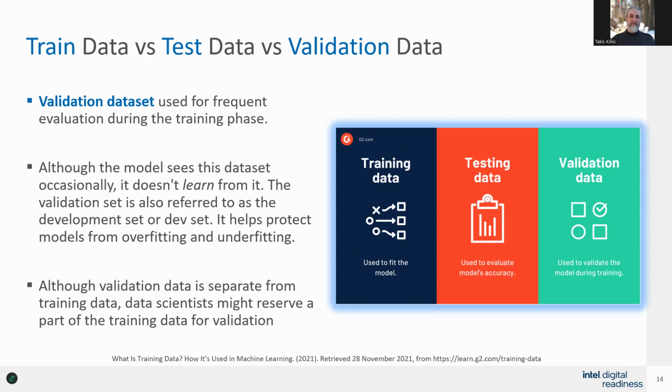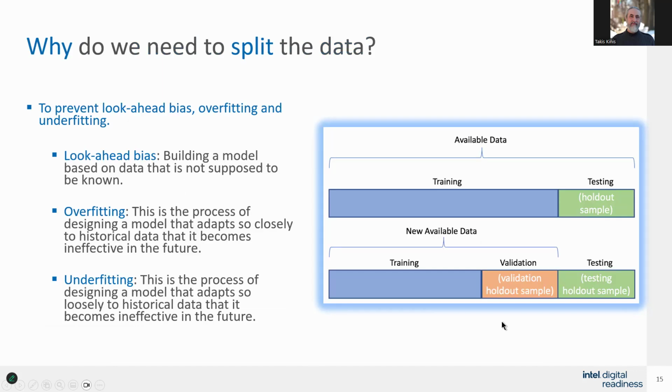The validation set is also referred to as the development set or the dev set. These are just alternate words that people use. It protects the models from overfitting and underfitting, and we're going to talk about what those mean in a little more depth in a little bit. Although validation data is separate from training data, data scientists might reserve a part of the training data for validation. And it makes sense, right? We want to have that ability to tune the model.